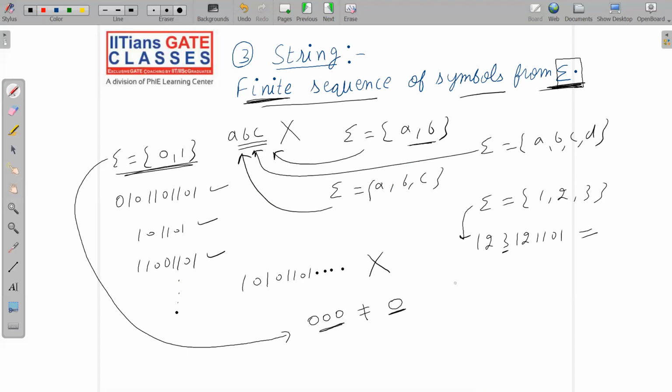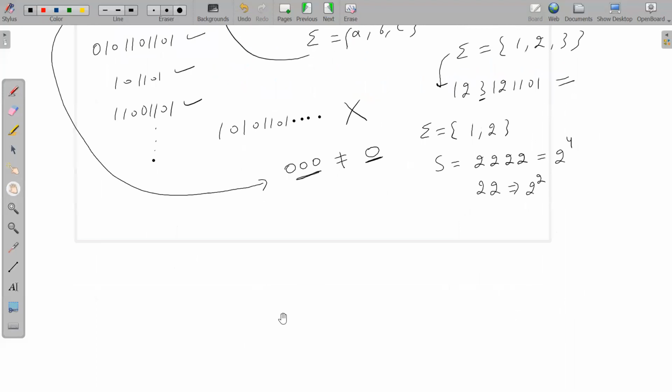Okay, and let me give you one more example. So sigma is say {1, 2}. Okay, and I have made a string s equal to say 4 times 2. So I can write this as 2 power 4 also. Okay, this is a shortcut. Similarly, if I write say double 2, I can write it as 2 power 2 also. Okay, and so on. I think you are getting my point.